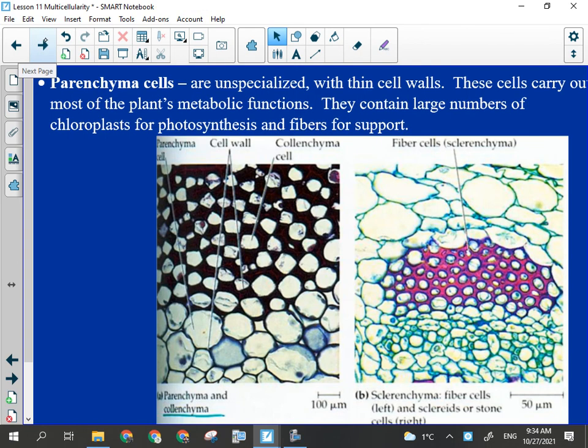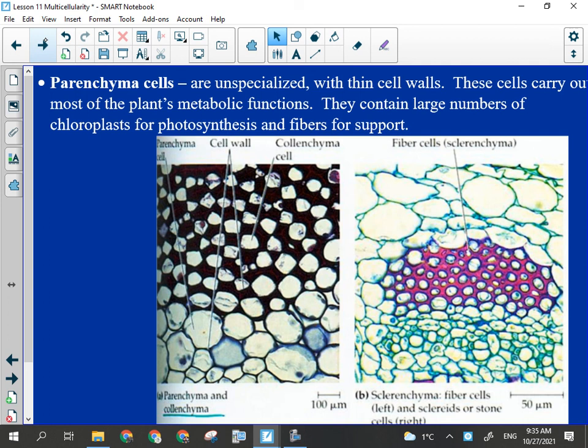Okay. There we go. We can get deeper. Okay. Now, these are different types of cells. I'm never going to ask you about parenchyma cells. So, okay. This is just showing you examples of specialization in a multicellular organism.